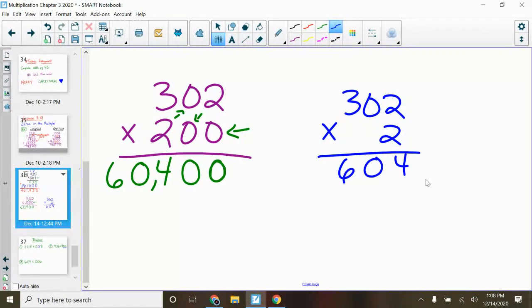So there's 2 zeros in the problem here. So those 2 zeros then would go into the answer there. So as you can see, we got the same answer for each, but it's just a different way to go about solving it.